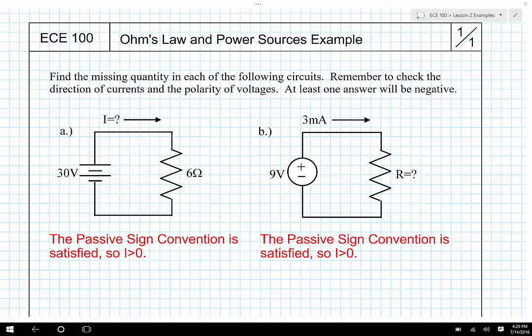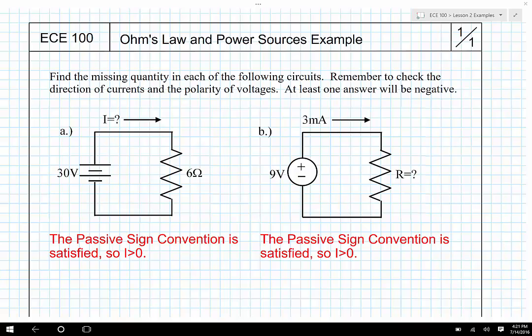Hello, and welcome to the Ohm's law and power sources example. Now this example is very similar to the passive sign convention example that you probably just watched, but there are some differences, and in particular I've tried to include both voltage sources and resistors in this problem to make it clear exactly where the energy is coming from in the system.